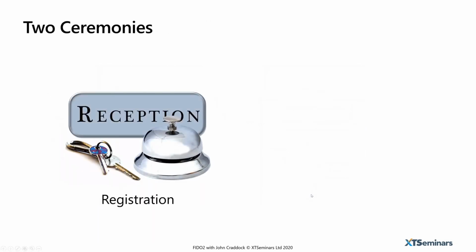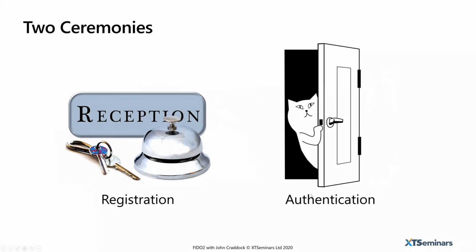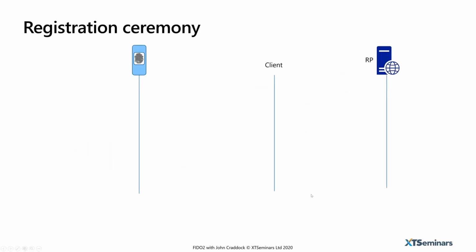Now, there are two ceremonies, and the first thing is registration. This is where we pass the public key to the relying party. And then there's the authentication ceremony. And during the authentication ceremony, we're using WebAuthn to actually authenticate the user against the relying party. So let's start off with the registration ceremony.